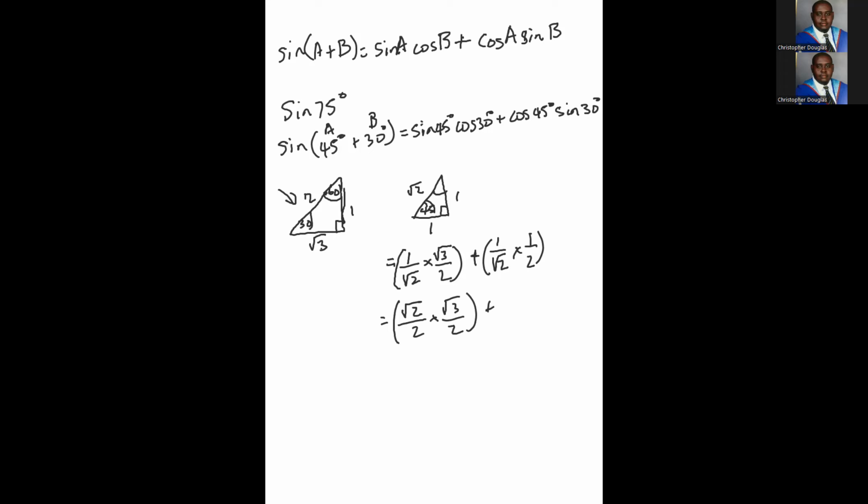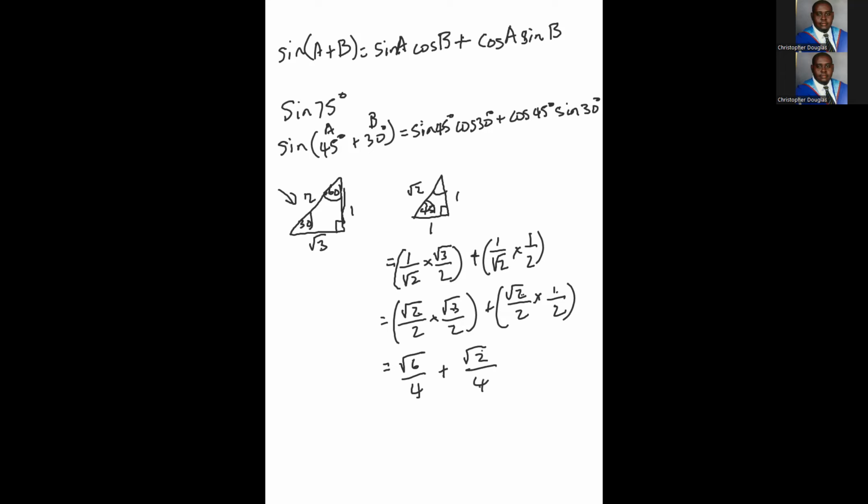And I'm adding, doing the same thing here, root 2 over 2 multiplied by 1 over 2. All right. Can remember that I can multiply underneath the roots. So I get root 6 over 4 here plus root 2 times 1, root 2 over 4.